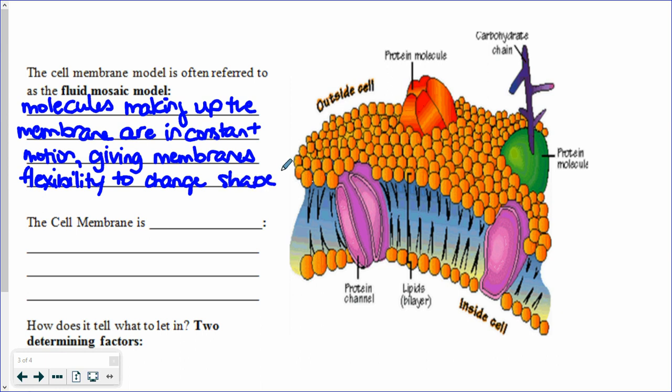So again, it can move around. Cells can change their shape, if we're talking about cells moving through the body, as they move through different capillaries and that sort of thing. Overall, the cell membrane is considered to be semi-permeable.